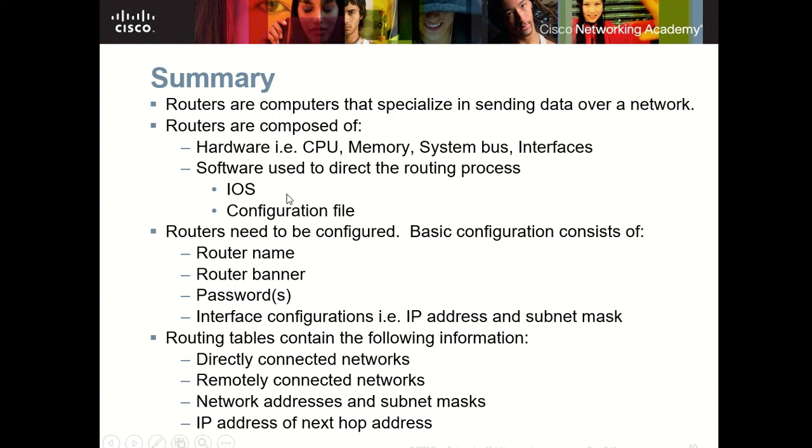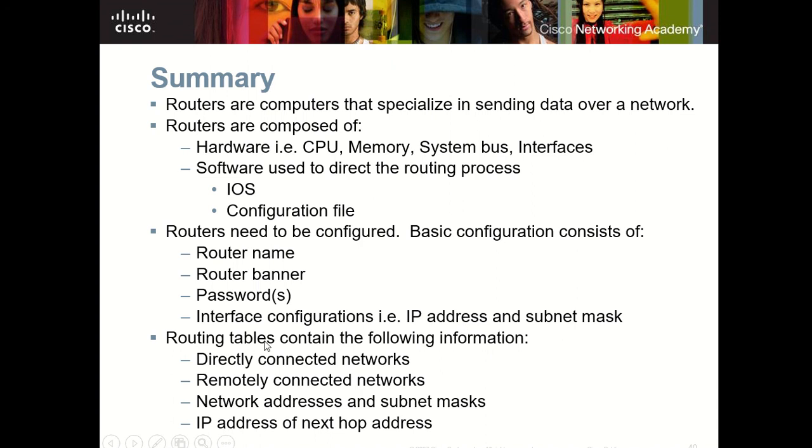So, to sum up, in this chapter, we've discussed that routers are computers that specialize in sending data over a network. So routers are composed of hardware, for example CPU, memory, system bus, interfaces. And software used to direct the routing processes, particularly the operating system and configuration files. So routers need to be configured. The basic configuration consists of changing the router's name, the banner, securing your router, and configuration of the interfaces. So we have configuring the IP addresses and subnet mask.